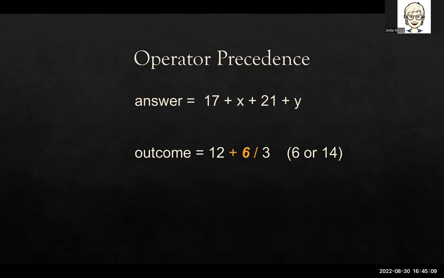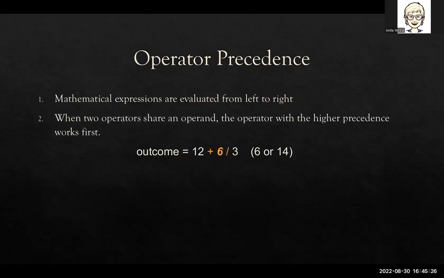than the addition operator. Operator precedence is something we first learned in elementary school, but let's clear away some of those cobwebs that may have developed around this concept. Mathematical expressions are evaluated from left to right in general. When two operators share an operand, the operator with the highest precedence works first. So we saw 6 is shared between the addition operator and the division operator. The operator that goes first is the one with the higher precedence.